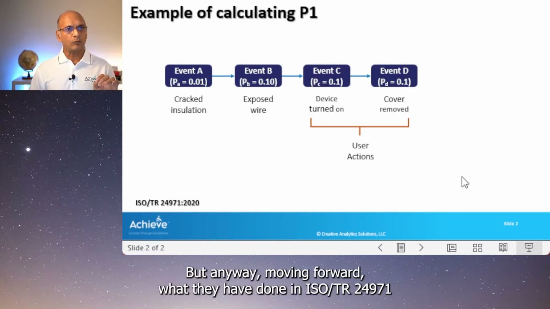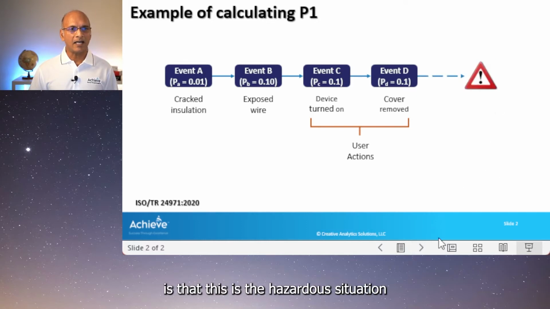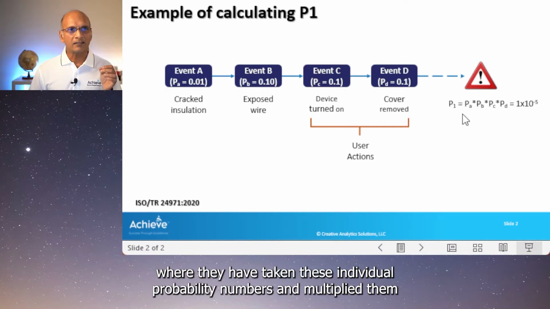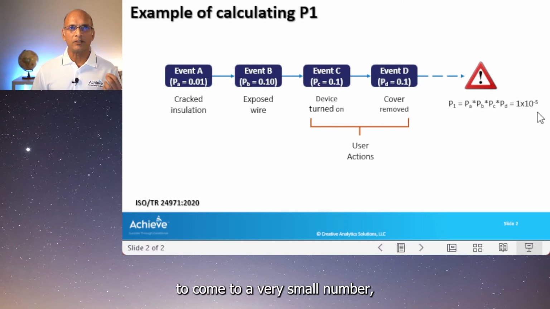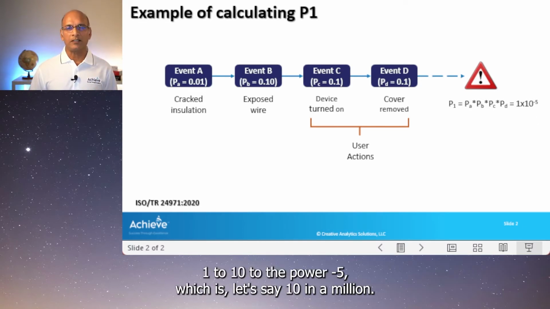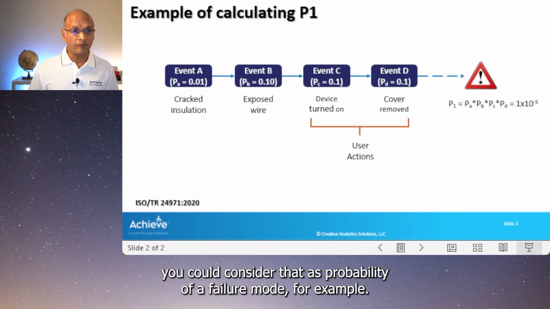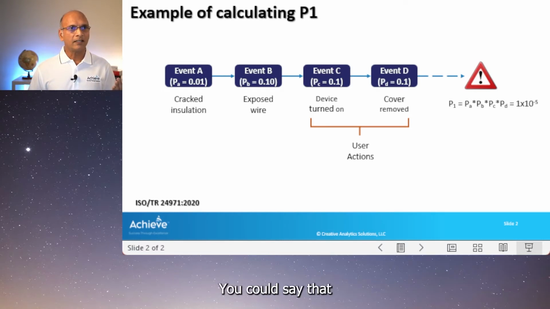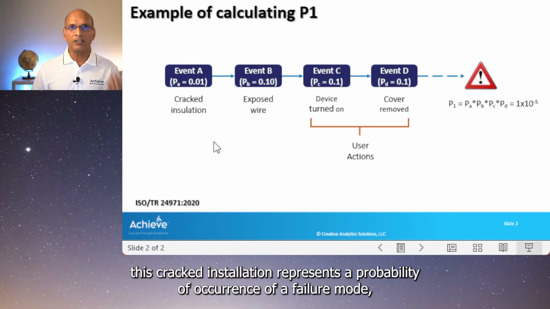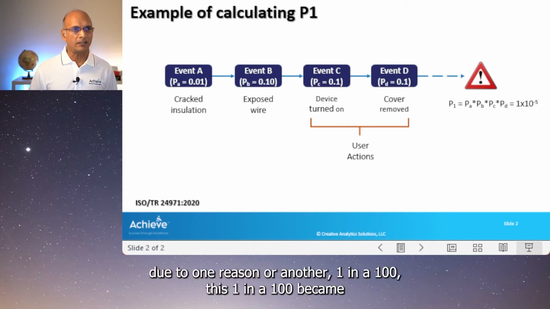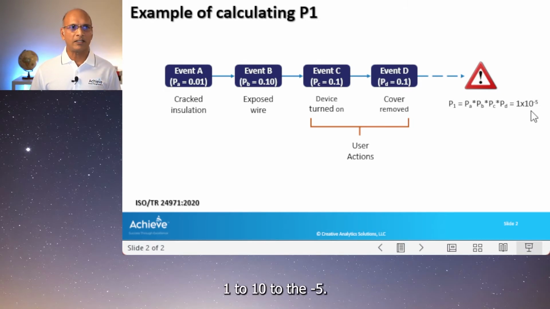But anyway, moving forward, what they have done in ISO TR 24971 is that, for this hazardous situation, they have taken these individual probability numbers and multiplied them to come to a very small number, 1 to 10 to the power minus 5, which is, let's say, 10 in a million. From 1 in 100, you could consider that as the probability of a failure mode, for example. You could say that this cracked insulation represents a probability of occurrence of a failure mode due to one reason or another, 1 in 100. This 1 in 100 became 1 to 10 to the minus 5.